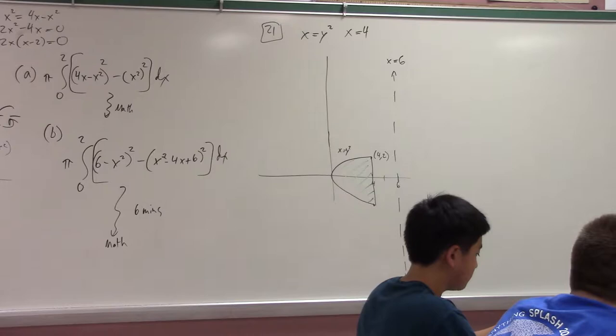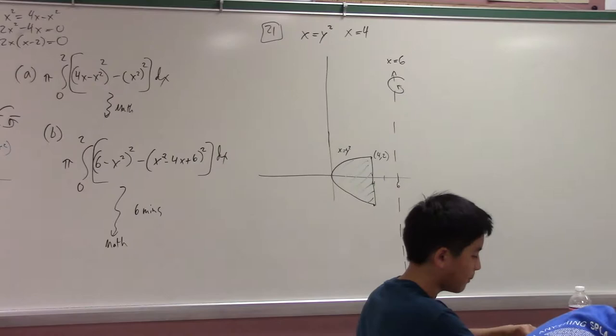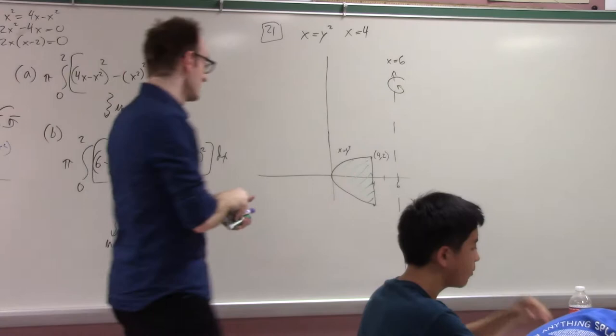If I am rotating about x equals 6, then how do I draw my representative rectangle? I have to draw it sideways, right? Yeah, I'm forced to. So in fact, also, can I be kind of smart and just do half of it and then multiply by 2?